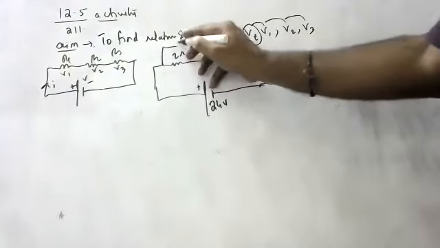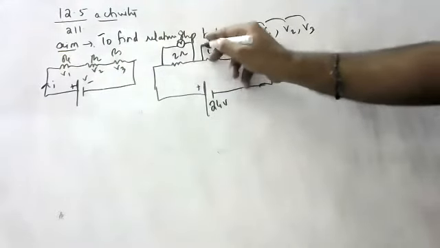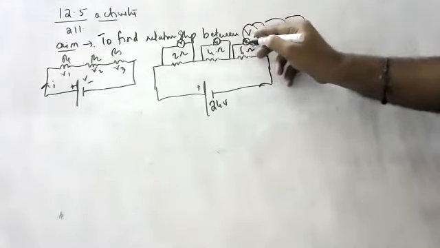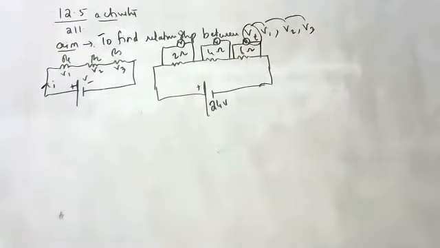Here you keep 1 voltmeter, children. Voltmeter is always connected in parallel. 3 voltmeters you are connecting, across each one of them.